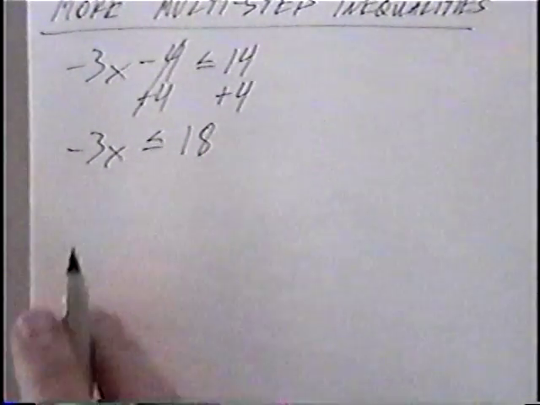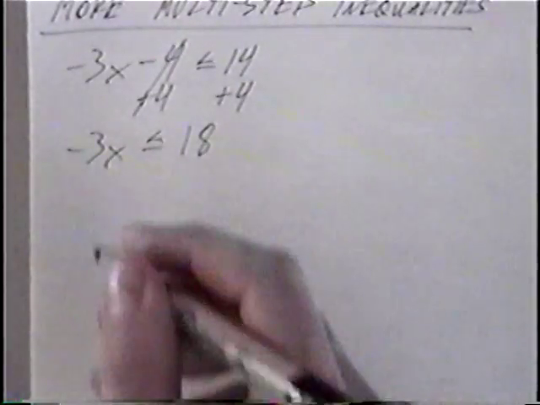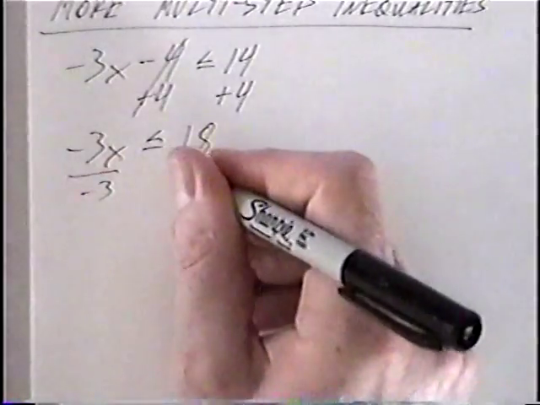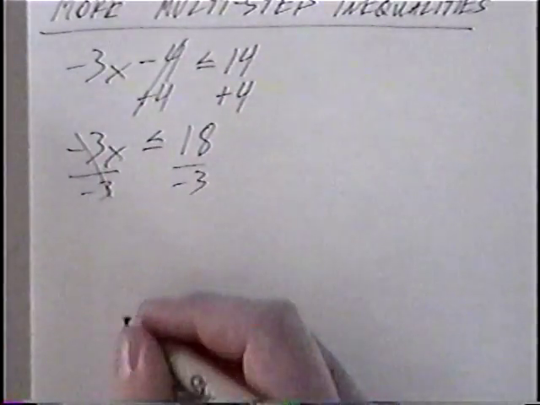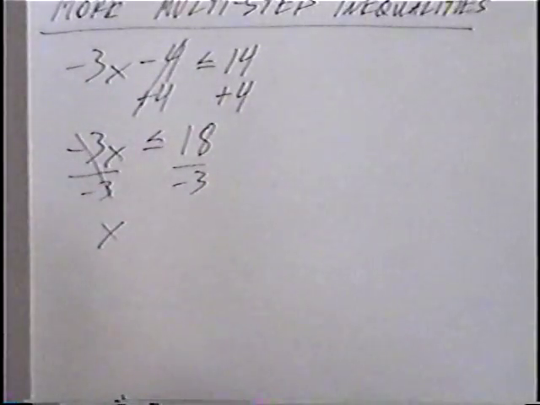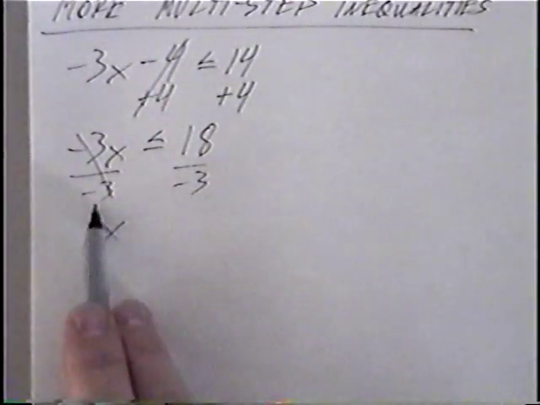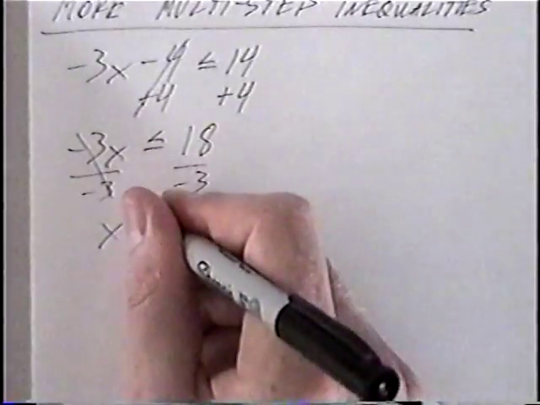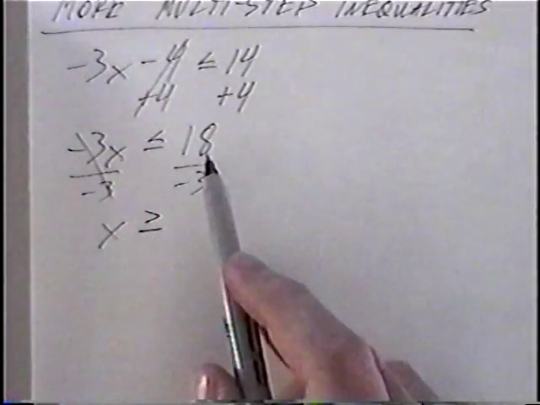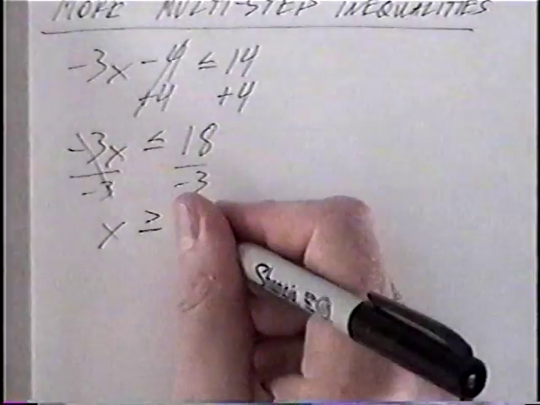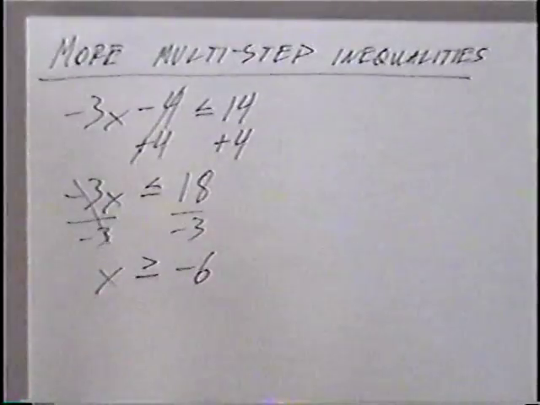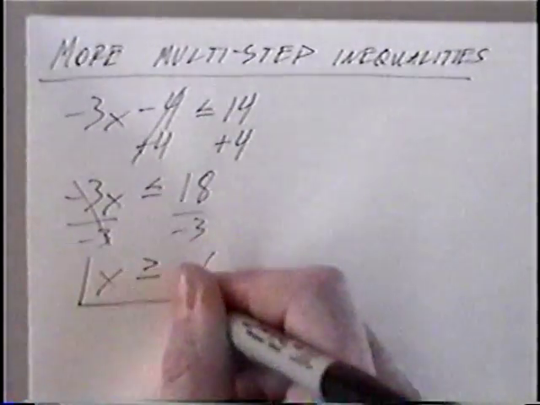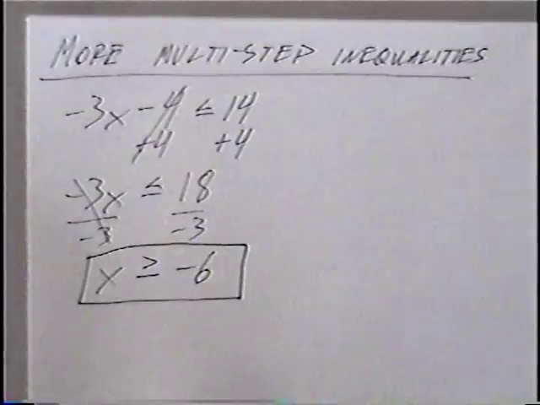Last step, negative 3 times x. To get rid of a negative 3 that we're multiplying, you can divide by negative 3. So the negative 3's would cancel. X would come down. And remember, anytime you divide by a negative number, the inequality would switch around. 18 divided by negative 3 would be negative 6. Again, the instructions do not say to graph, so we do not have to graph this inequality. The answer would be x is greater than or equal to negative 6.